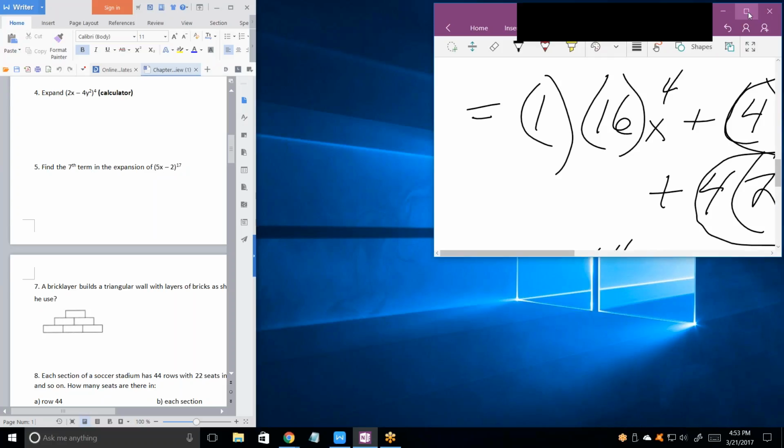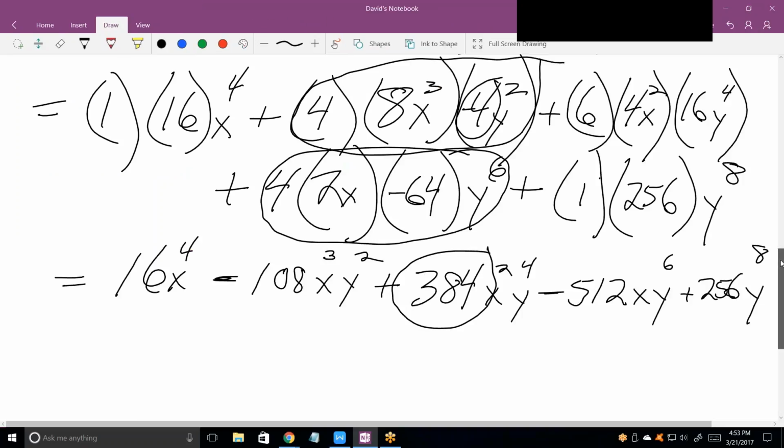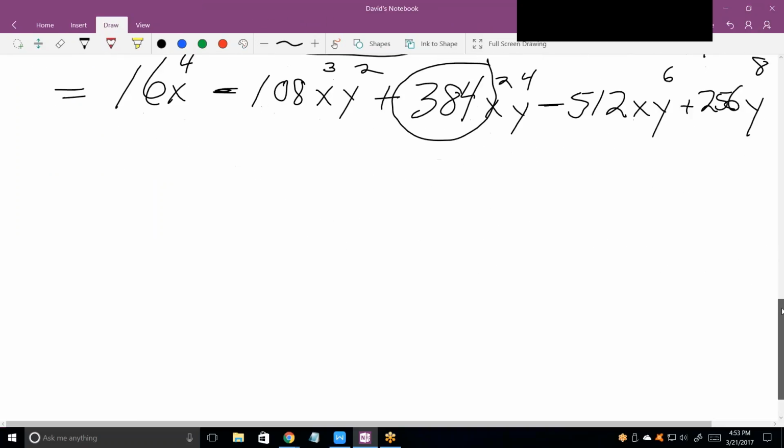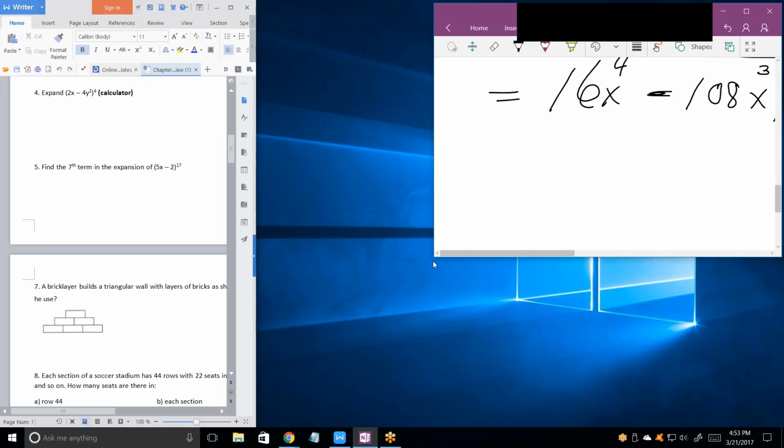All right. So let's find the 7th term in the next one. In other words, there aren't 7 terms in this one. There's only 5 terms. So they might have said, what's the 3rd term in this one? And the answer would have been 384. What's the 4th? Well, the answer would have been minus 512 x y to the 6th, and so forth. So they're going to ask you about terms, and in order to answer that, you have to fully expand it by the binomial expansion. Okay?